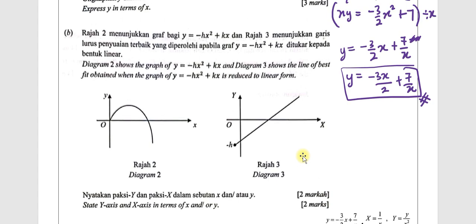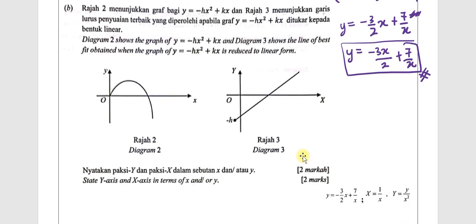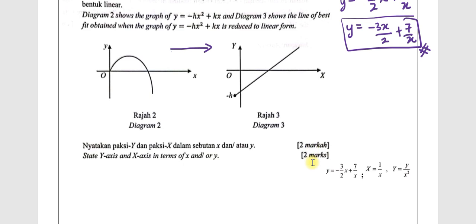Alright, yeah, it's tally. Okay, now question B. Diagram 2 shows negative hx square plus k, and diagram 3 shows the best fit. When you reduce to linear form, so from here to here, state the y-axis and x-axis.